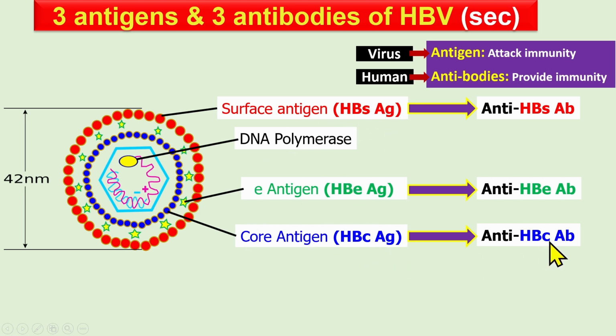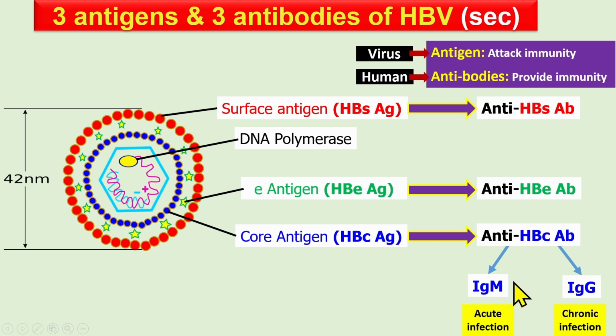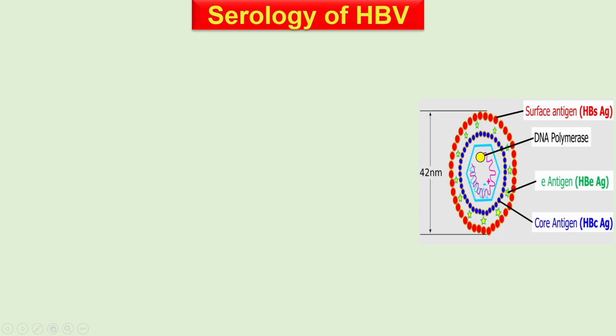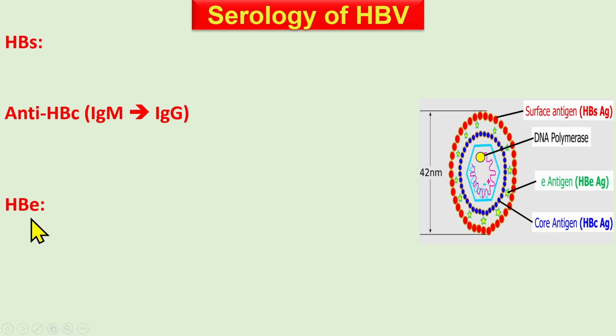The anti-HBc is either IgM, which is in the acute infection, or IgG. You know, first of all our immunity starts with IgM, then later becomes IgG. So in the chronic infection you will see the IgG, while in the acute infection you will find the IgM. These are anti-HBc, both IgM and IgG. So three antigens, three antibodies. So we have HBs, anti-HBc, and HBe. First of all, look at what we mean by HBs.